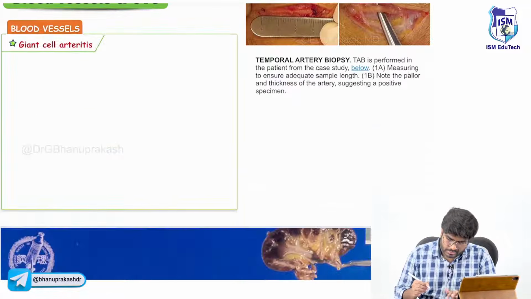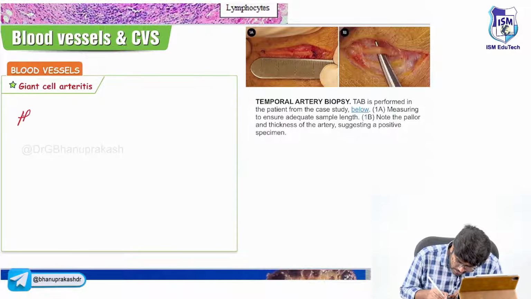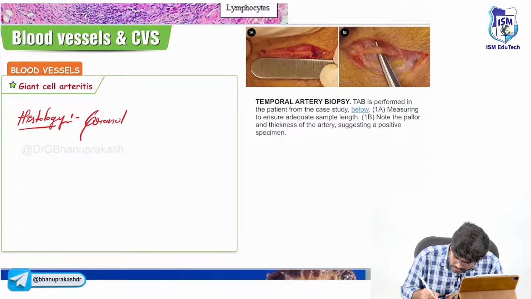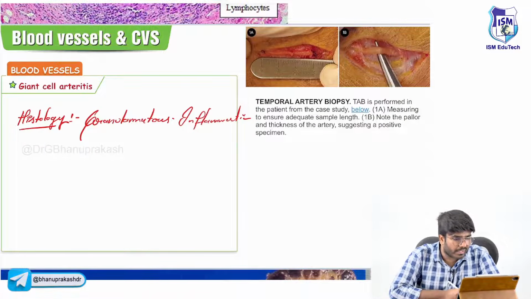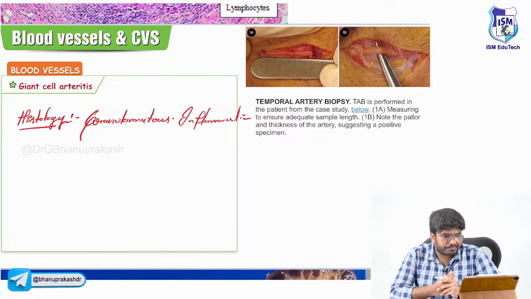The giant cell arteritis on histology is an example of granulomatous inflammation, or granulomatous arteritis. So granulomatous inflammation is going to be seen.